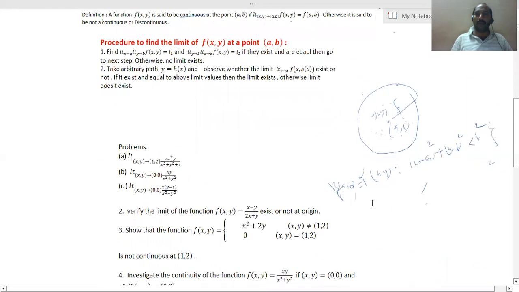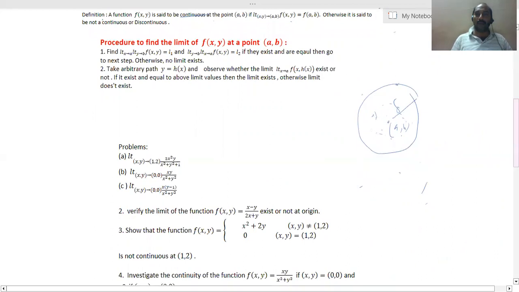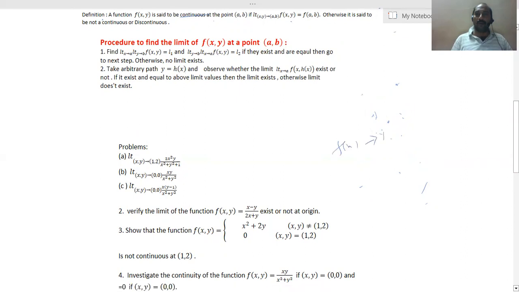Next, limit of a function. In single variable, we know what the limit of a function is. Limit of a function means f of x tends to L, f of x has a limit. That means the limit as x tends to some point a of f of x equals L means for every epsilon greater than 0, there exists delta greater than 0 such that modulus of f of x minus L is less than epsilon whenever 0 is less than mod x minus a less than delta. x tends to a means you take x minus a less than delta.